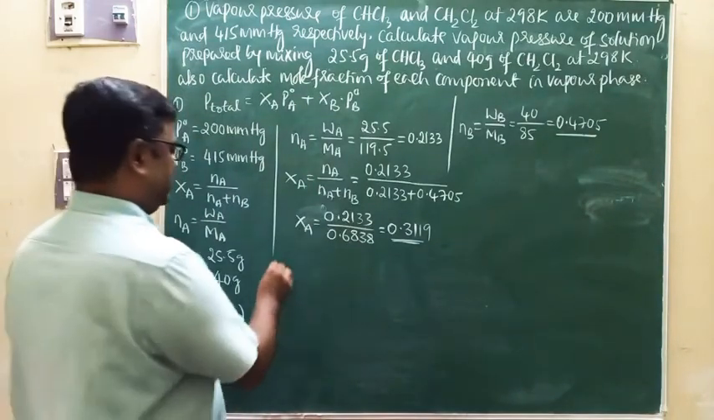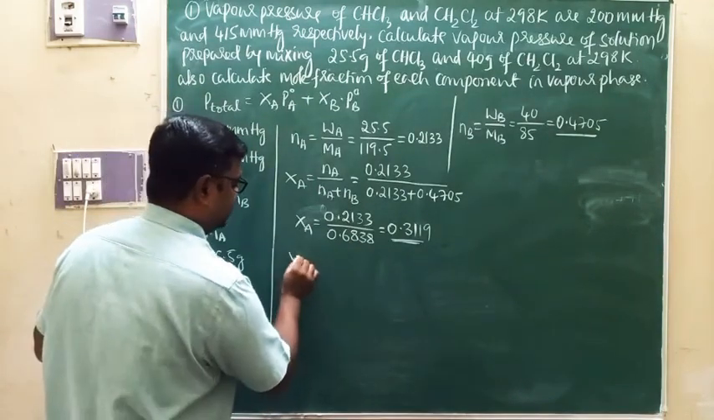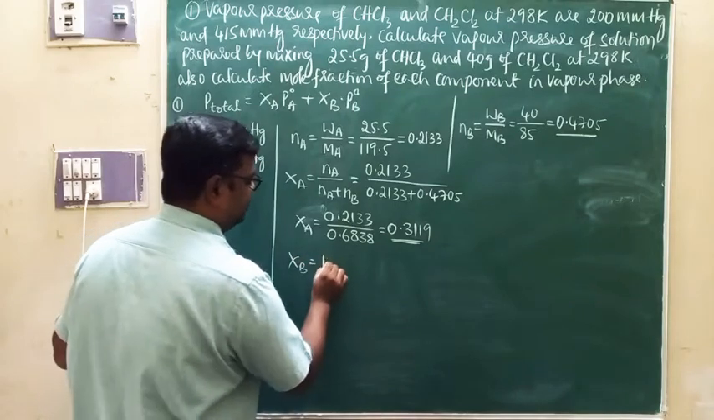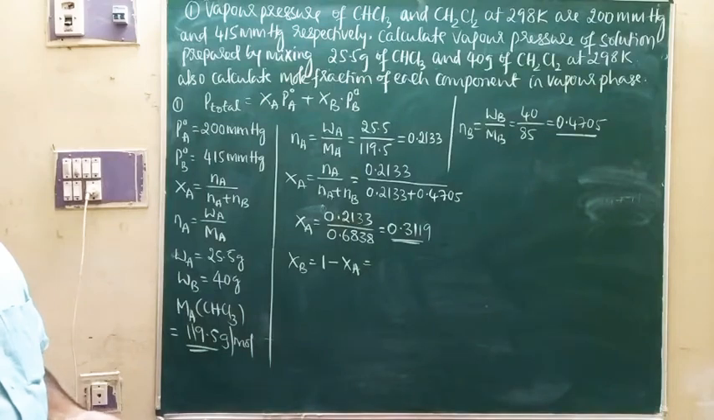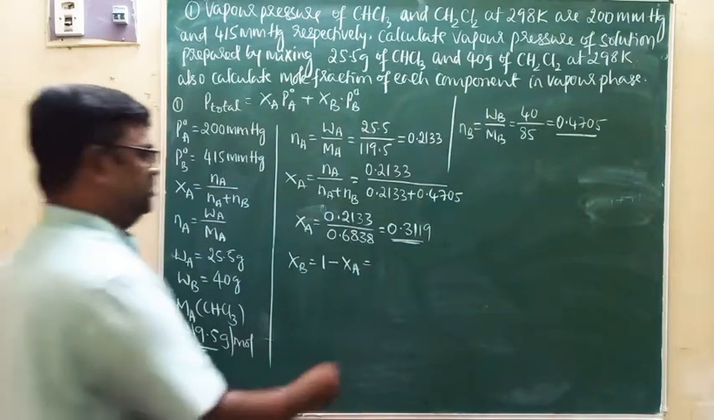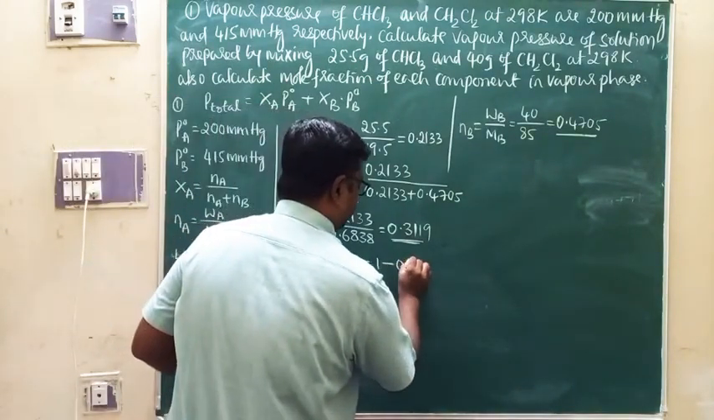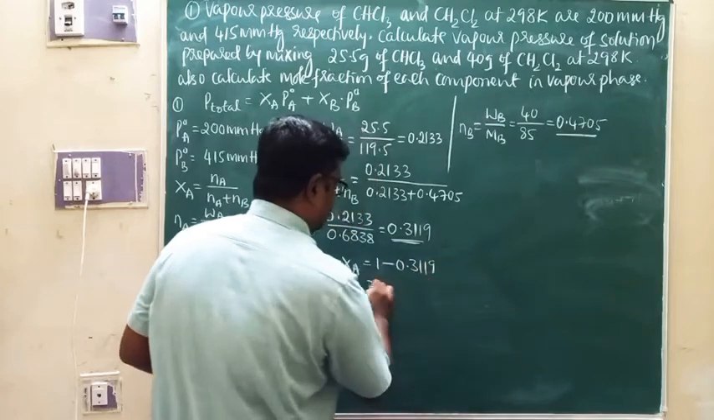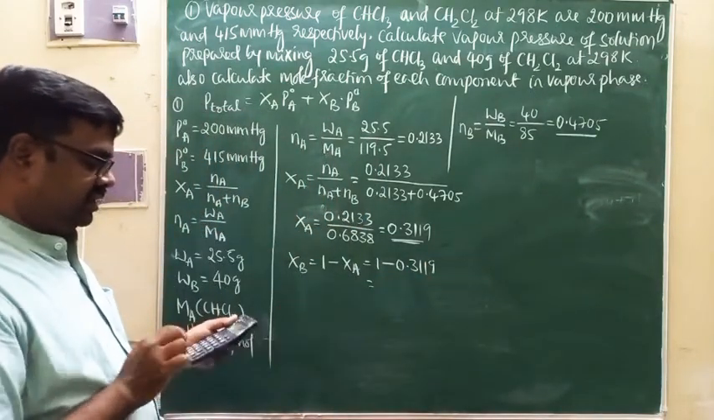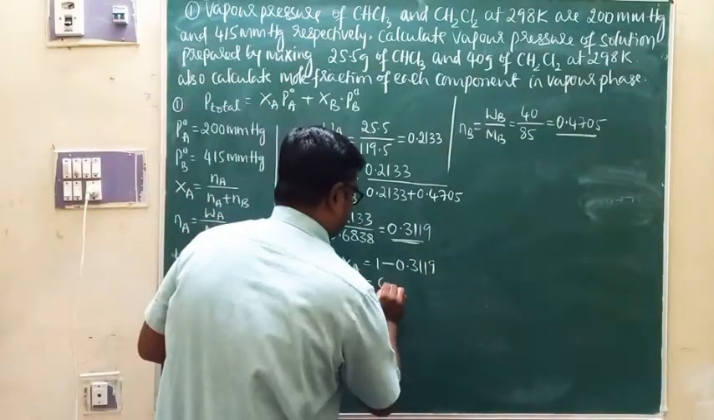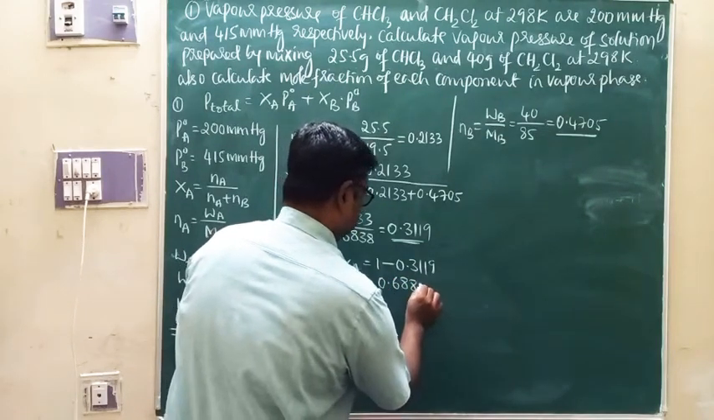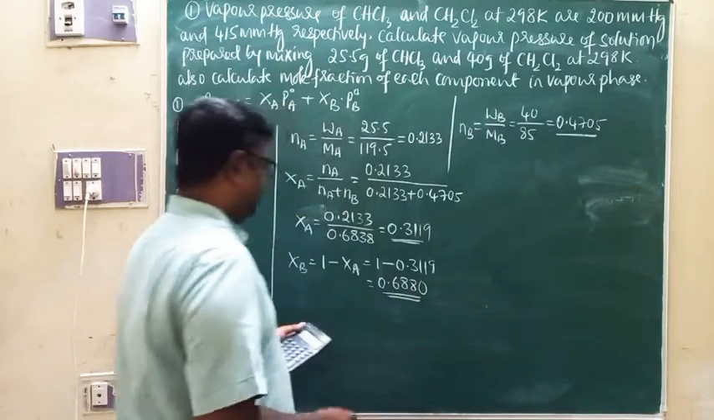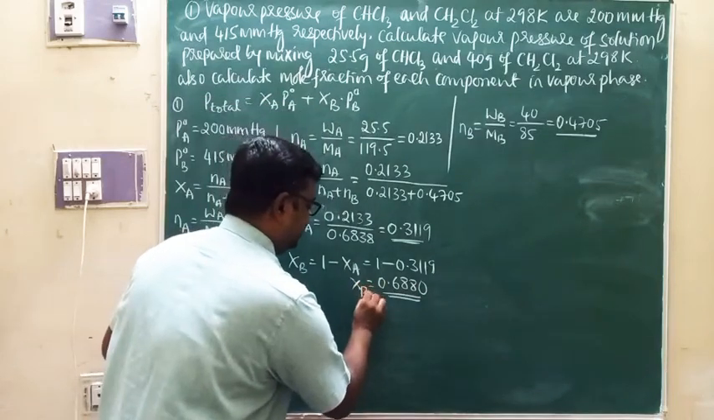If you know the mole fraction of A, you can decide the mole fraction of B. That is, mole fraction of B is equal to 1 minus XA, because the sum of the mole fractions of all the components in the solution is always equal to 1. That is 1 minus 0.3119. It comes out to be 0.688. This is what we call the mole fraction XB.